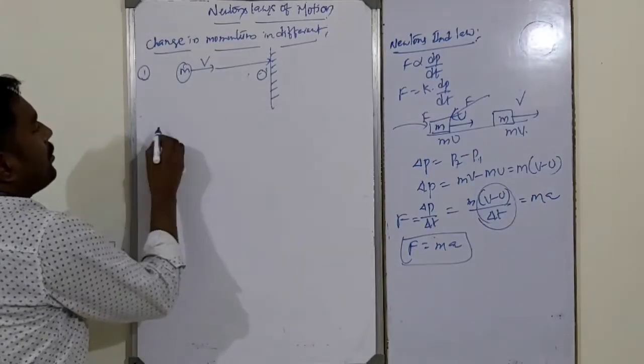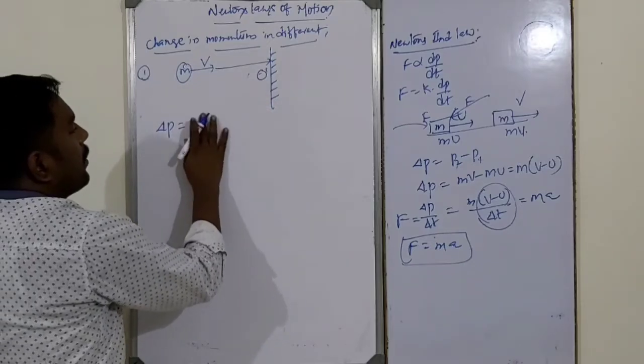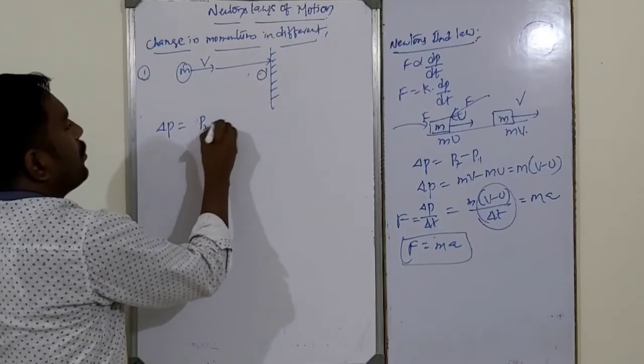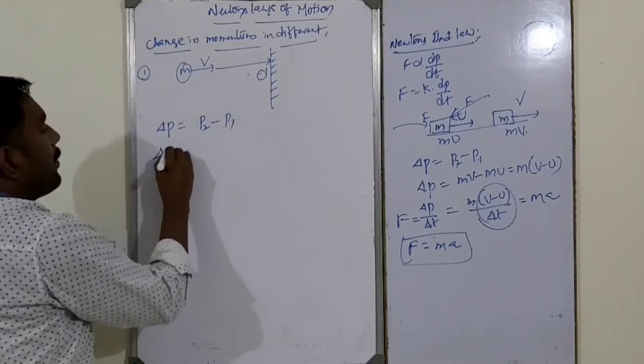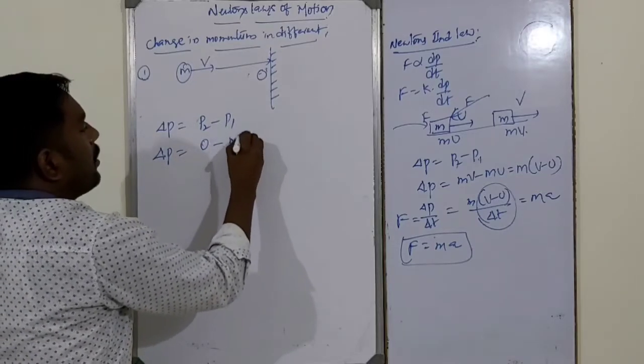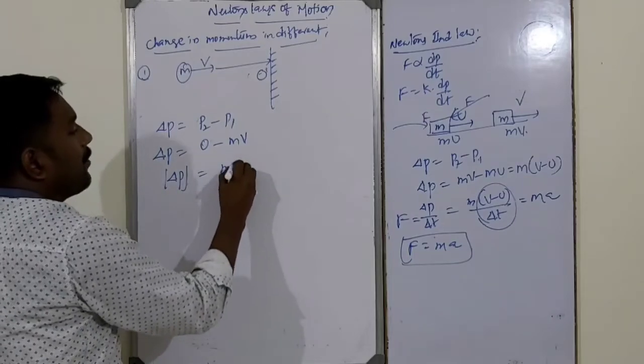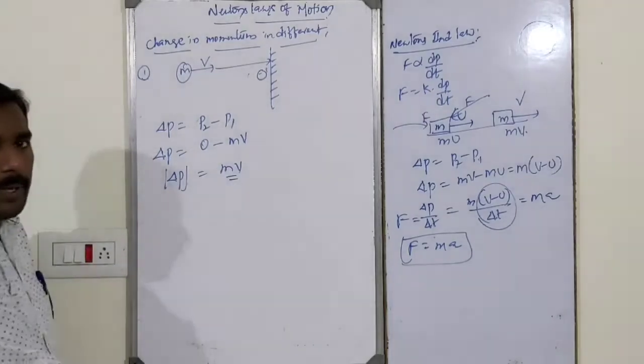So in this case, what is the change in momentum? Change in momentum is final momentum minus initial momentum, P2 minus P1. Delta P is equal to 0 minus mv. So the magnitude of change in momentum is mv.